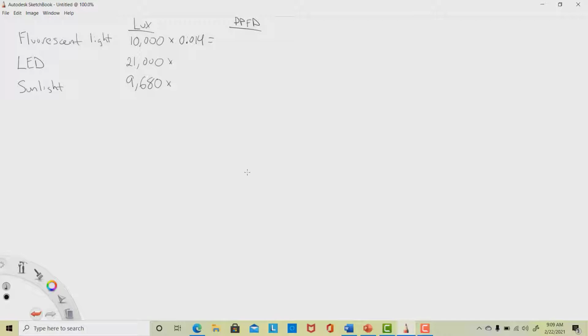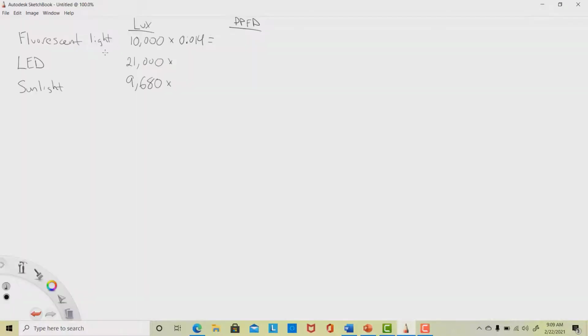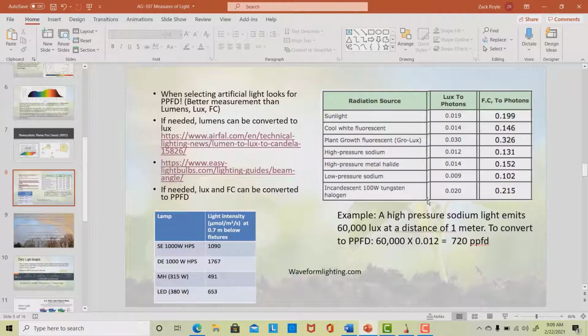And then for LED, I realized when I was putting this together that on our chart here, it doesn't list LED. Luckily, there is a website, waveformlighting.com, that actually automatically lets you put in values of lux, and it converts this automatically for you. So I was able to use that to get a conversion number for LED, and that comes out to about 0.025. And then sunlight, we go back to here, and our sunlight is 0.019.